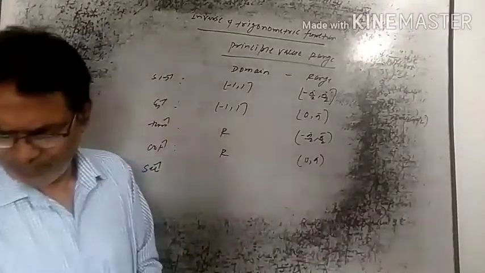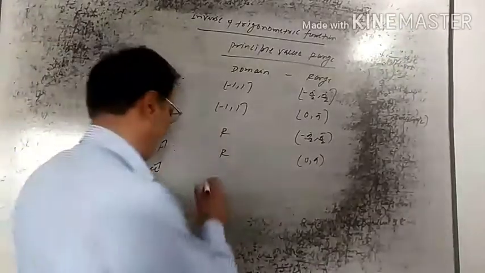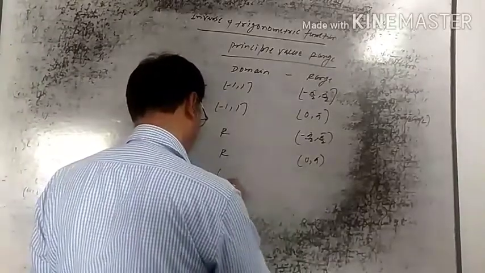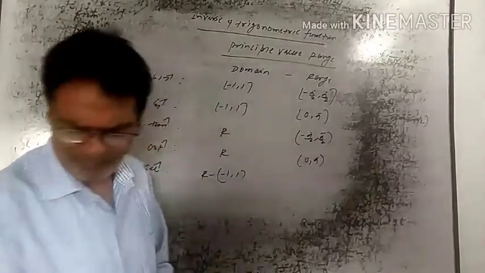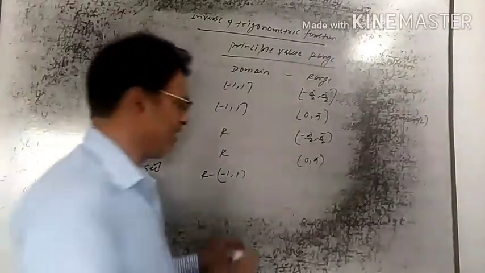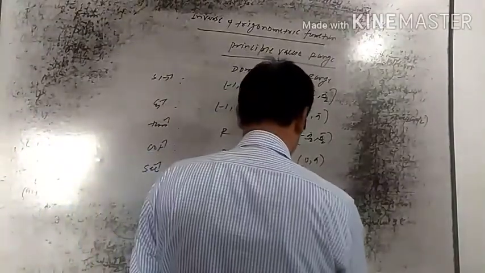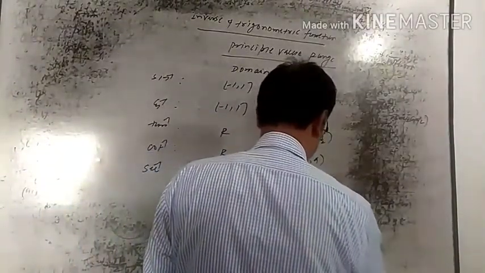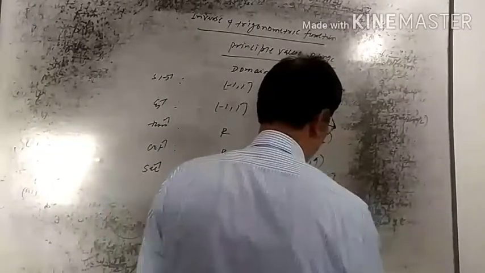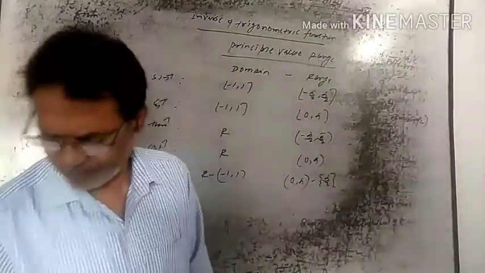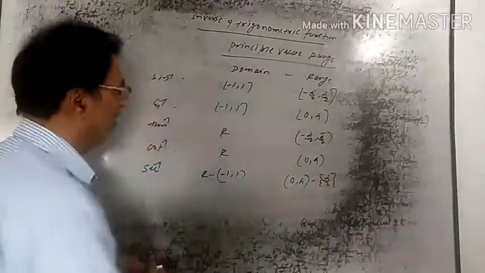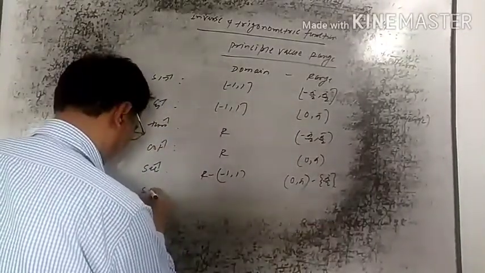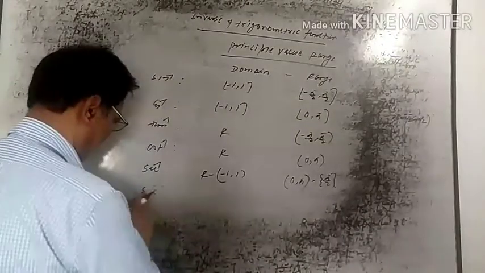The domain of sec inverse function is the set of all real numbers excluding the open interval minus 1 to 1, and its range is the open interval 0 to pi excluding pi by 2. And last, the domain of cosec inverse x.